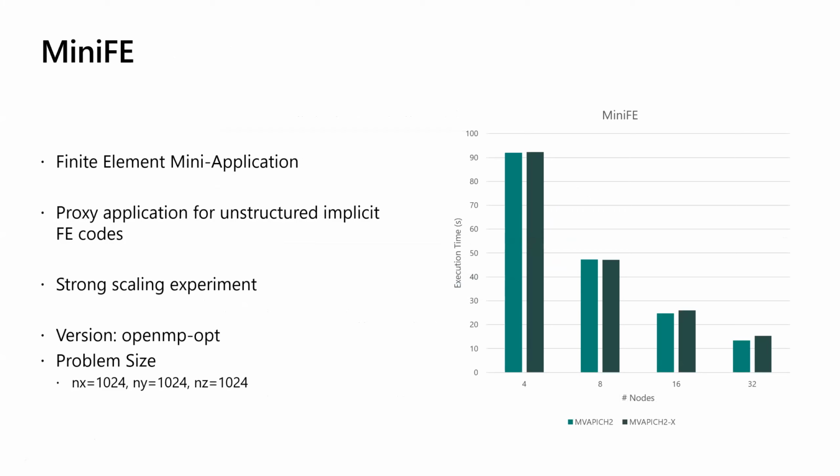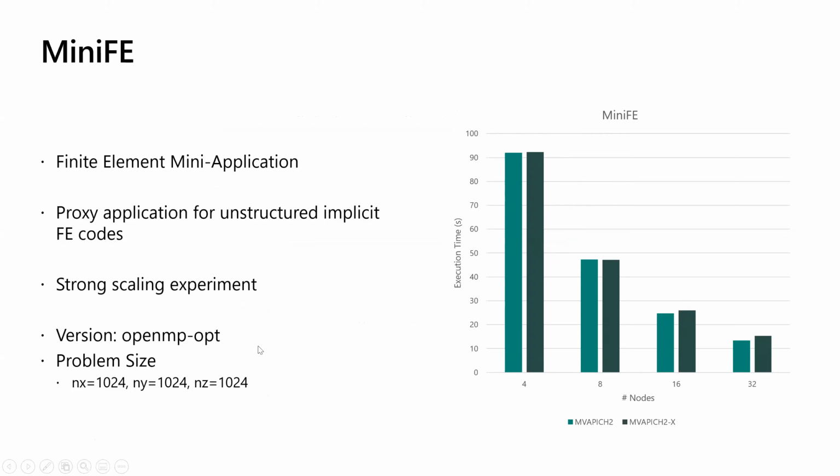The next test we ran was MiniFE. This is a finite element mini application, using unstructured implicit finite element codes, and both codes tracked fairly similar. On this code, MVAPICH2 gave us slightly better performance at the higher scale, but overall they're tracking very closely. We did get good scaling on the HBv2 platform with both of these, as you can see.